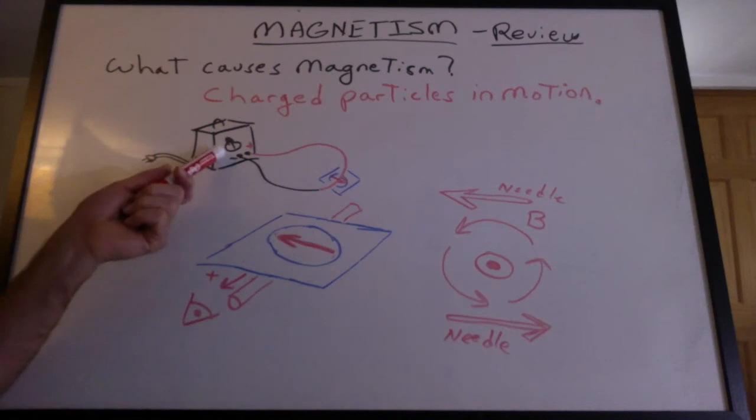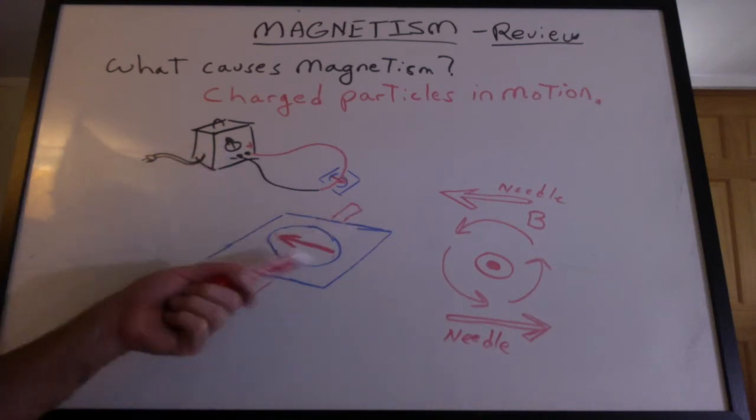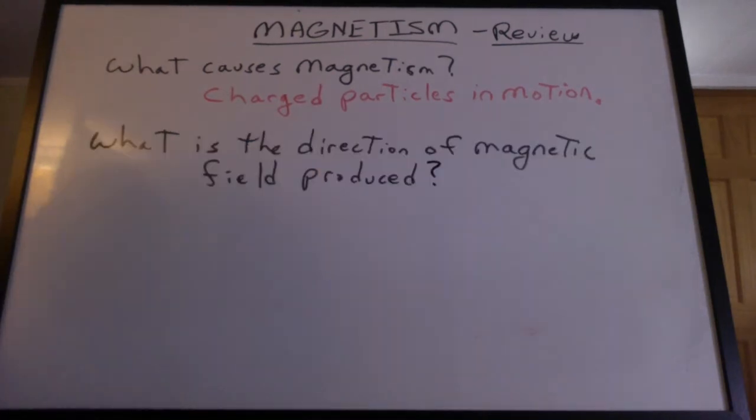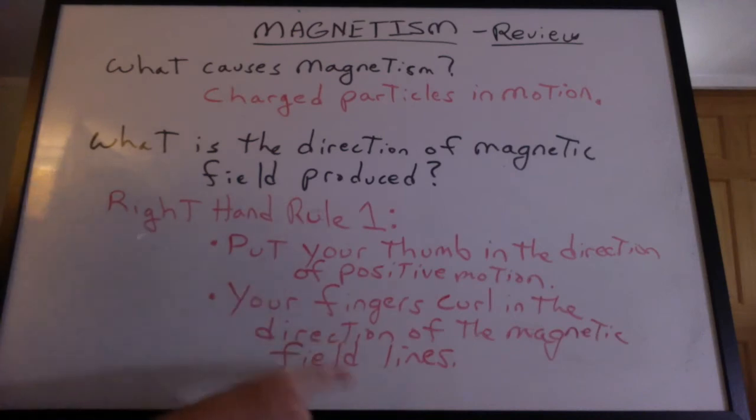So what happens if I turn the current off? There's no more positive current flowing. The needle will realign with the Earth's magnetic field, and that's what we saw in the demo. So we can ask ourselves this question: what is the direction of the magnetic field produced by those charged particles in motion? So we apply our first right-hand rule. First, put your thumb in the direction of positive motion. Then your fingers will curl in the direction of the magnetic field lines.